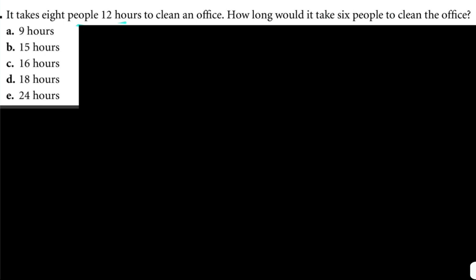Analyzing the problem, there is an inverse relationship between the number of people and the time needed to clean the office. So the first thing we do is calculate the total work units and then divide this by the new number of people. So how are we going to do that?